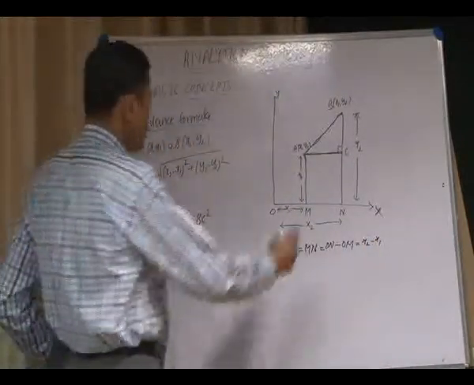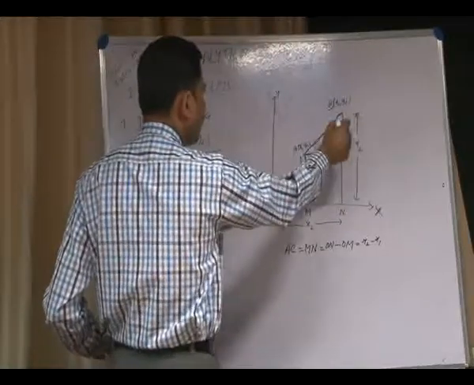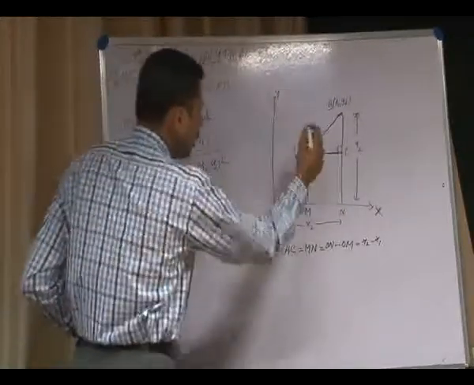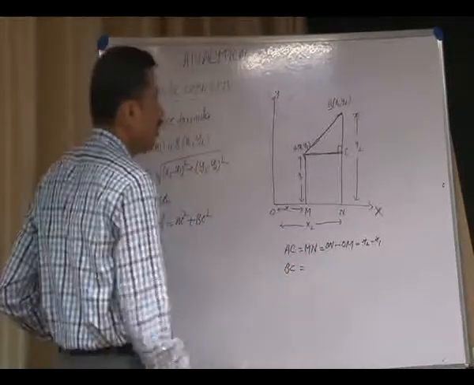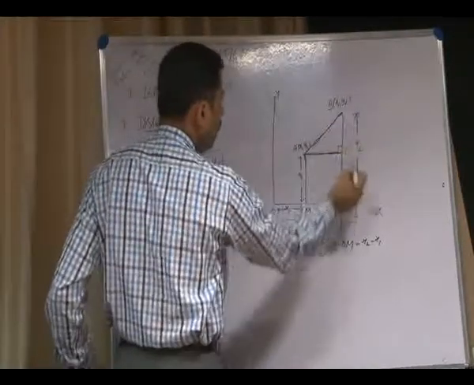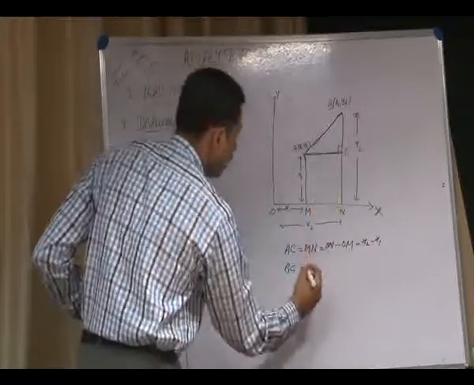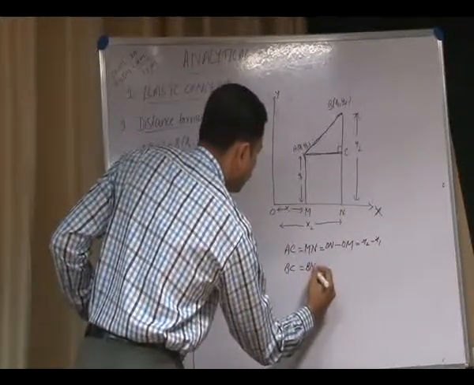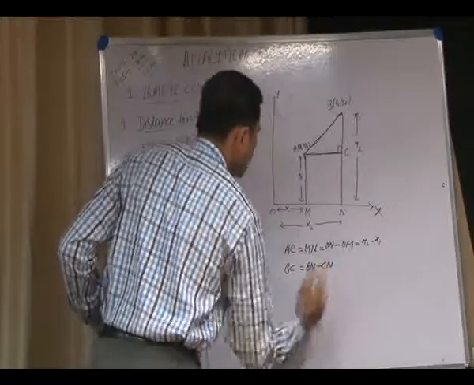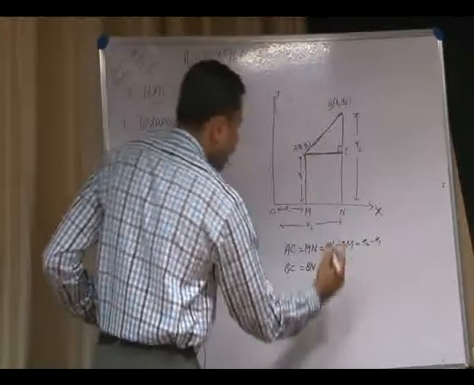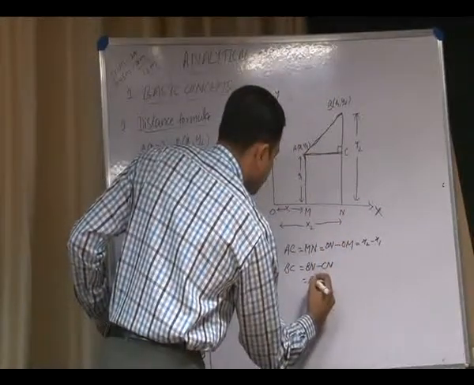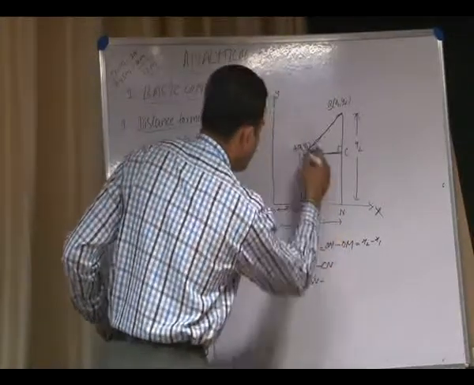Similarly, the distance BC can be represented in terms of y coordinates. From the figure it is clear that BC is equal to BN minus CN. In this, CN is numerically equal to AM, which I am going to replace, so BC is BN minus AM.